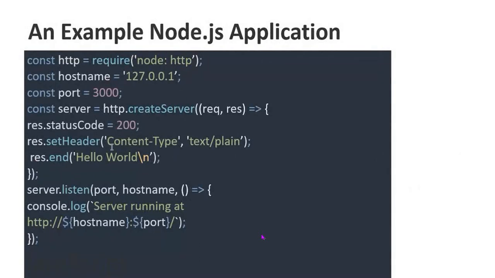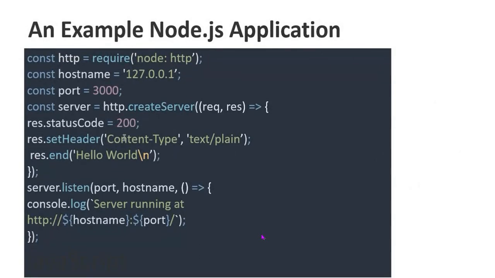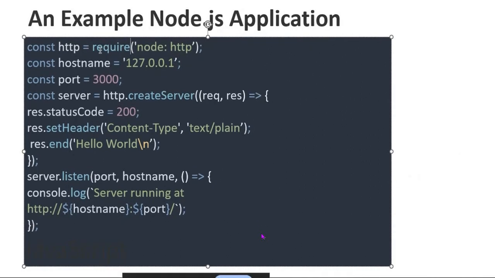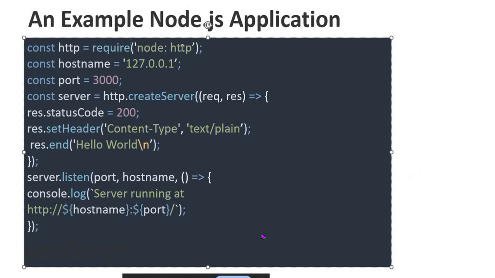And this is a small example of a Node.js application. In this, we are creating a small server that displays hello world on the browser. First, we are importing the HTTP module, the HTTP package. Require is used to import before ES6. After ES6, we can use the import keyword to import the package from the list of modules. It helps us to work with HTTP servers.